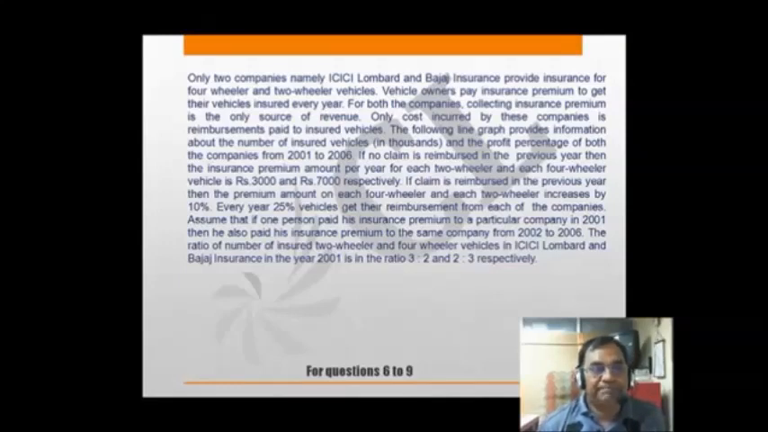There's a lot of data. I could get it. 4-wheeler is 7,000 rupees and 2-wheeler is 3,000 rupees. Okay, and then premium gets changed by 10%. Okay, if the claim, and every year 25% get their reimbursement from each of the companies. Okay, and the ratio 3:2. So ICICI first 3:2 and there is reverse. And first is 2-wheeler and 4-wheeler. So obviously Bajaj Insurance will have more money because they are having more numbers in 4-wheelers.